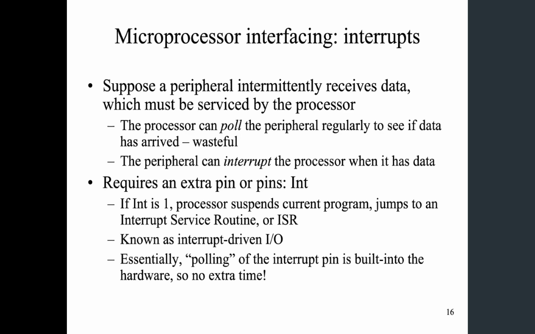So suppose a peripheral intermittently receives data, which must be serviced by the processor. So we're talking about two things. We have a processor and we have a peripheral device. Really the peripheral is just the word saying that there's a thing outside the microprocessor or microcontroller you need to talk to. The processor can get the data by using polling.